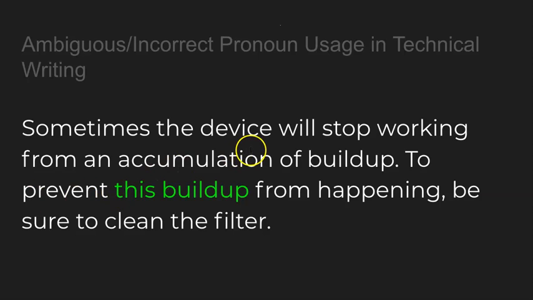Sometimes the device will stop working from an accumulation of buildup. To prevent this buildup from happening, be sure to clean the filter. A lot of students wonder, well, hey, is this going to sound really repetitive if I'm directly repeating from the previous sentence? When I read it out loud there, it did not sound repetitive at all. Err on the side of being more clear rather than ambiguous.